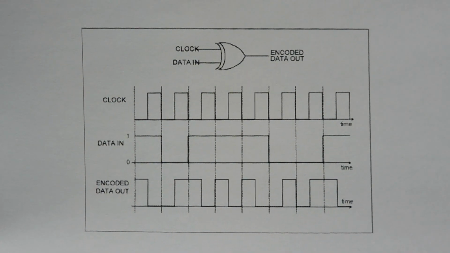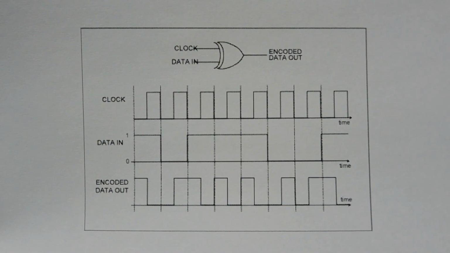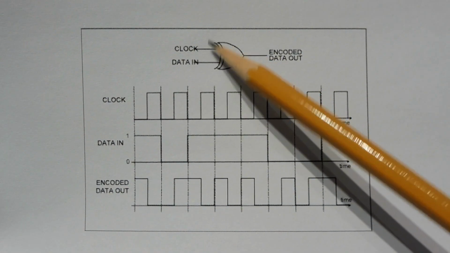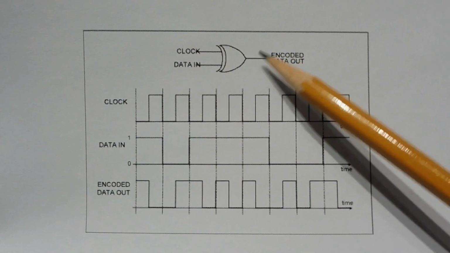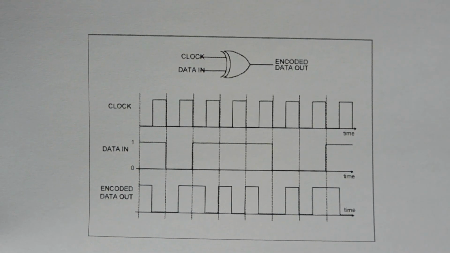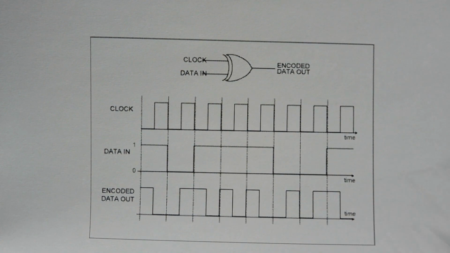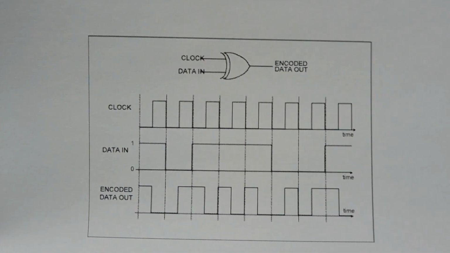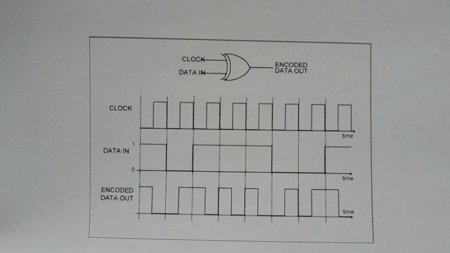Okay, here's our Manchester encoder. It's just a simple exclusive OR gate. So we take our master clock and we feed it into one input, and we take our data and we feed it into the other input. Now the output will be the encoded data in Manchester format. So now the clock and the data information is mixed into one bit stream and sent over to the decoder. Now the decoder can extract the clock by using a phase lock loop and then decode the data.